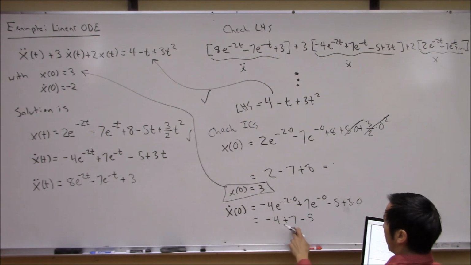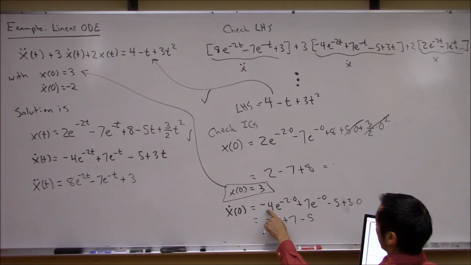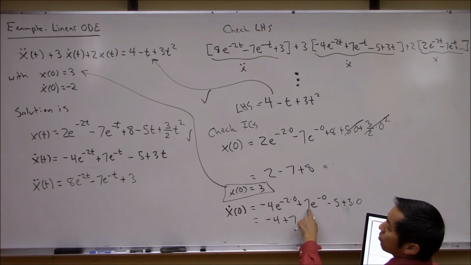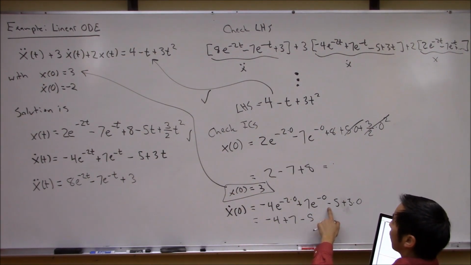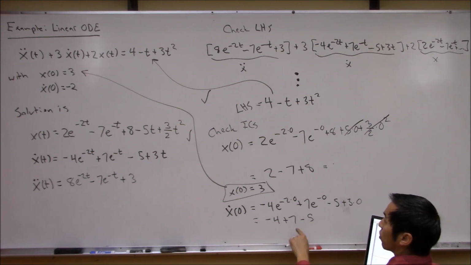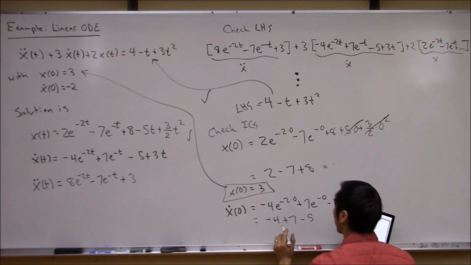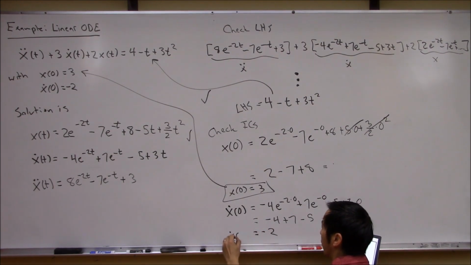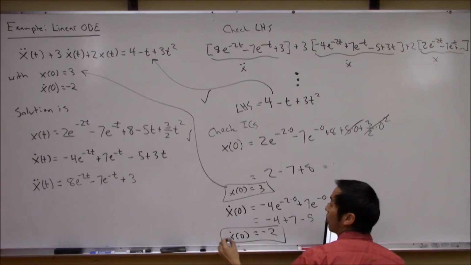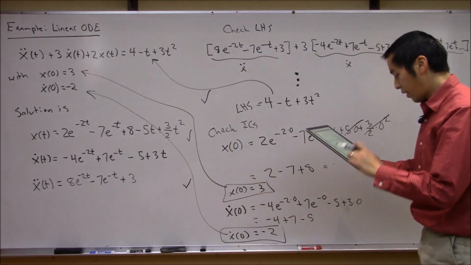Wait a second. Did I do this wrong? I think I got too excited here. This is minus 4 plus, yeah, plus 7 minus 5. Yeah, that's right. Shouldn't this come out to minus 2? Oh, wait, hold on. I think it does. Yeah, 9 minus 7. Yeah, this is minus 2. Good. X dot is 0. Good. That checks out because that's what we're looking for over here. So there we go. That worked, okay?